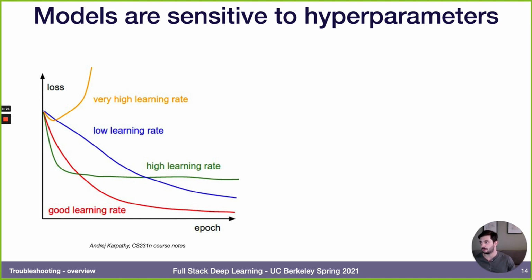Right? So the difference between a good learning rate and a low learning rate might not be that big, but if you have a high learning rate or a very high learning rate, your model might not get to as good an answer at all, or might actually just not learn anything. Like the signal might go in the wrong direction.